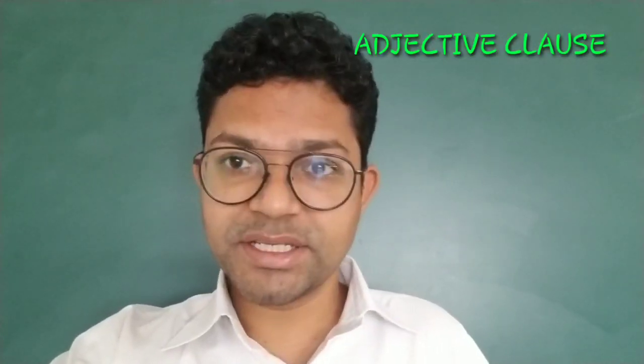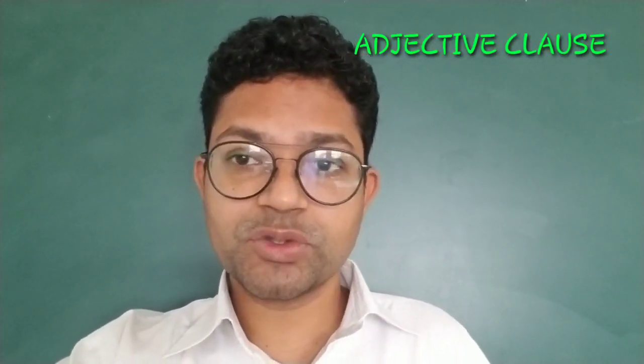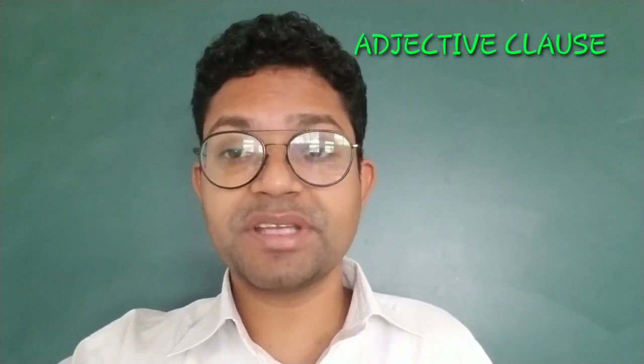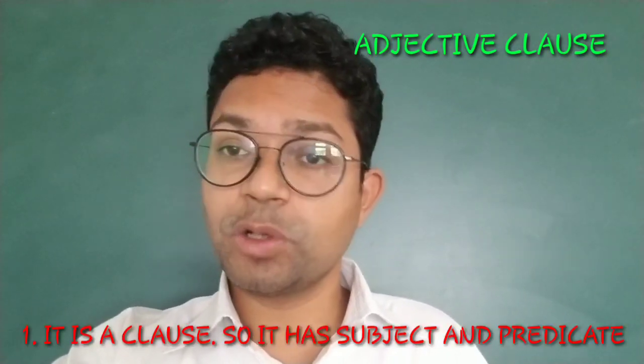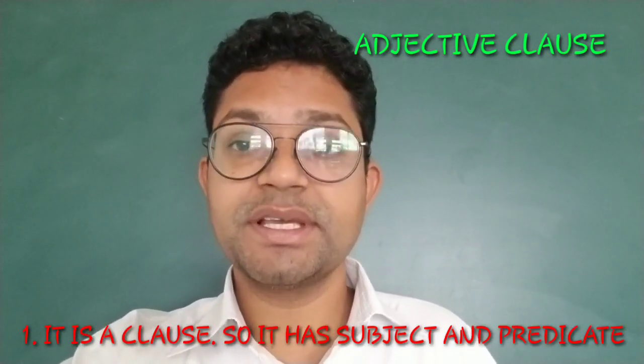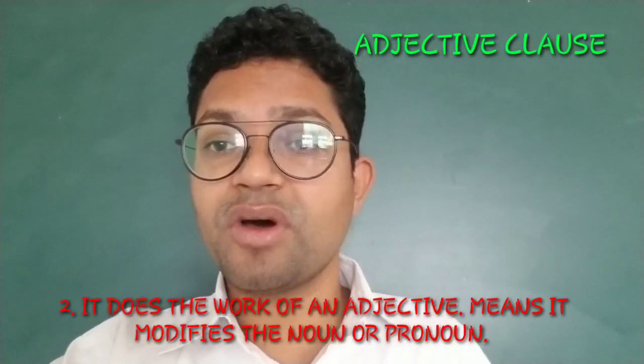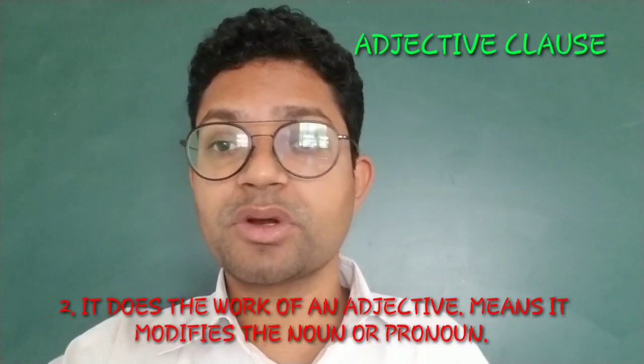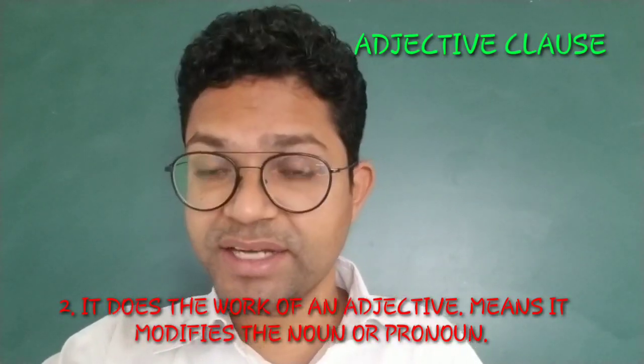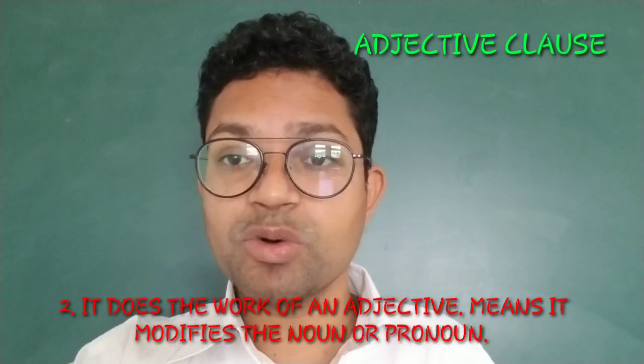We are going to learn the adjective clause. To learn the adjective clause we have to remember three things. Number one, an adjective clause is a clause itself. It means it has subject and predicate. And number two, it does the work of an adjective. Now what is the work of an adjective? The work of an adjective is to modify a noun or pronoun.